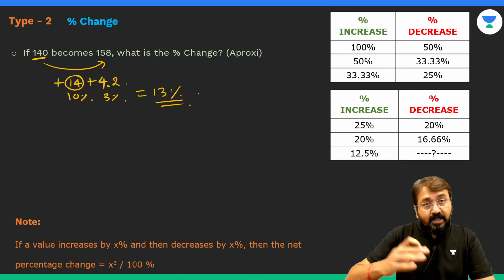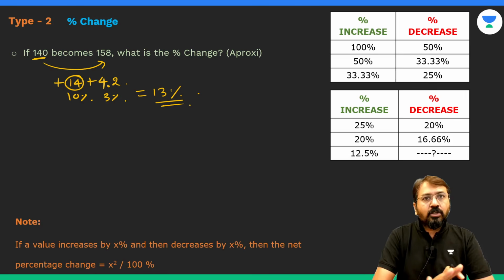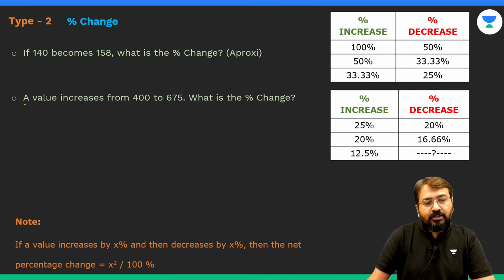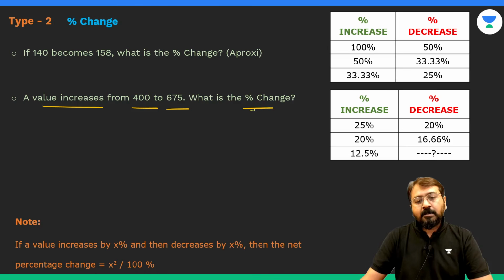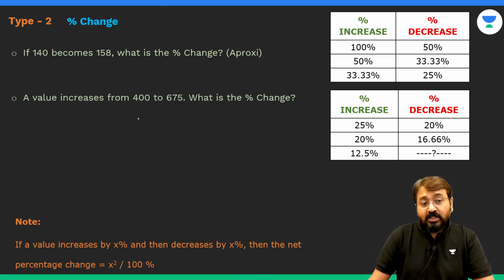We are going to take up all the CAT questions, and you will be required to make just similar calculations, not even more complicated than this, just this level of calculation. Okay, fine. Let's go further. A value increases from 400 to 675. What is the percentage change? Very simple question, right? Are you able to find out the answer very quickly? That's the question.